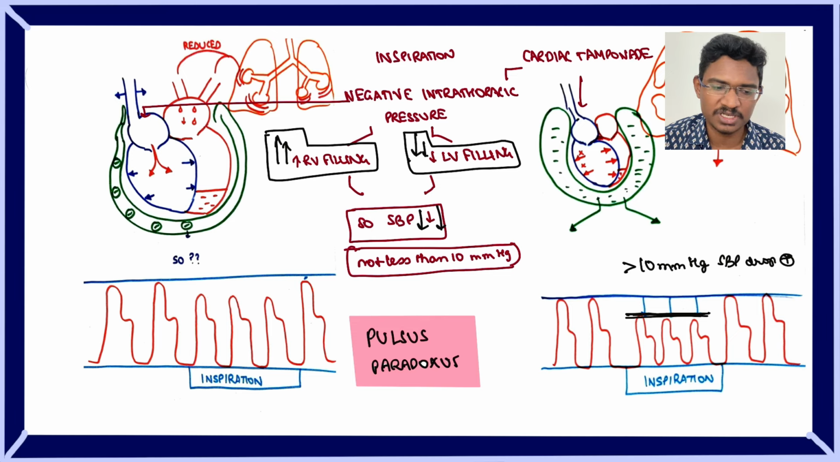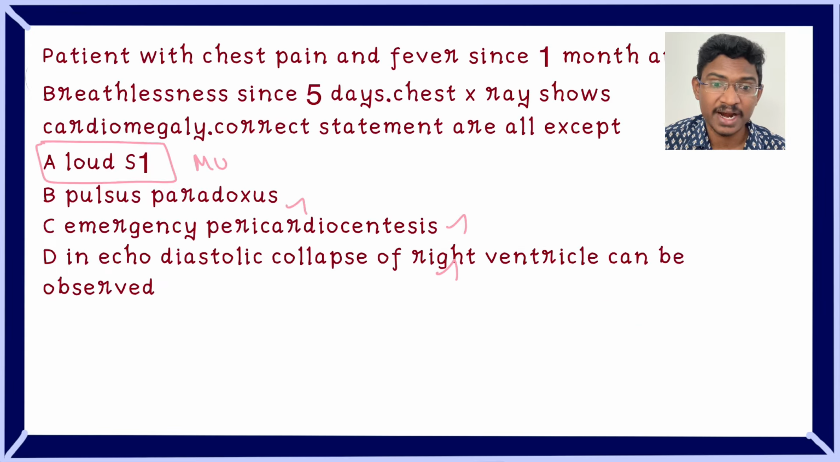This patient will obviously need emergency pericardiocentesis, and on echo, diastolic collapse is seen. Heart sounds will be muffled, but it won't be the loudest one, so that will be the exception. Cardiac tamponade, again, is important for NEET also.